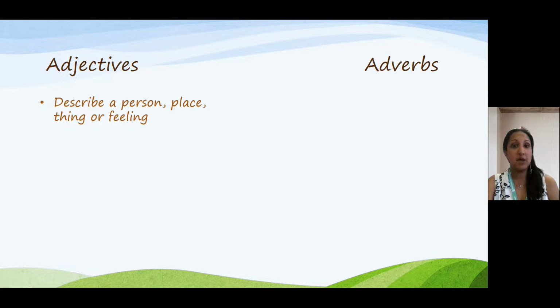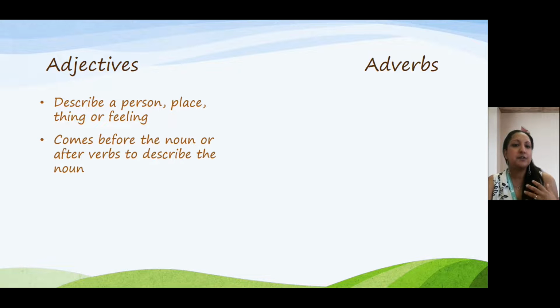Adjectives describe a person, place, thing, or sometimes a feeling. So person, place, something, that's a noun. Okay, they describe a noun. An adjective usually comes before the noun or after the verb to describe the noun. For example, the red car. The car is red. Red is the adjective, and it either comes before the noun, car, or it comes after the verb, is, to describe the car.